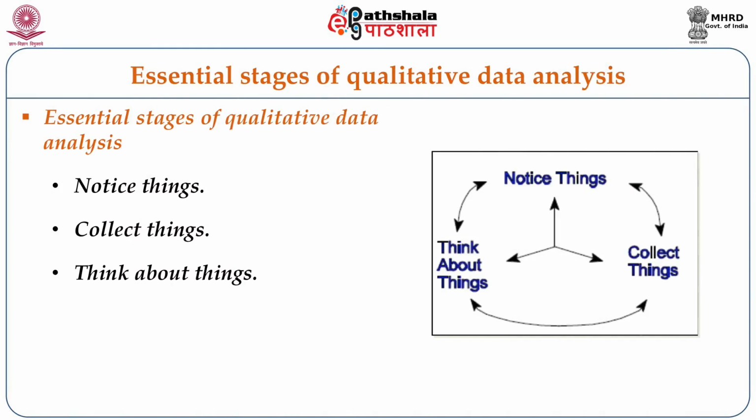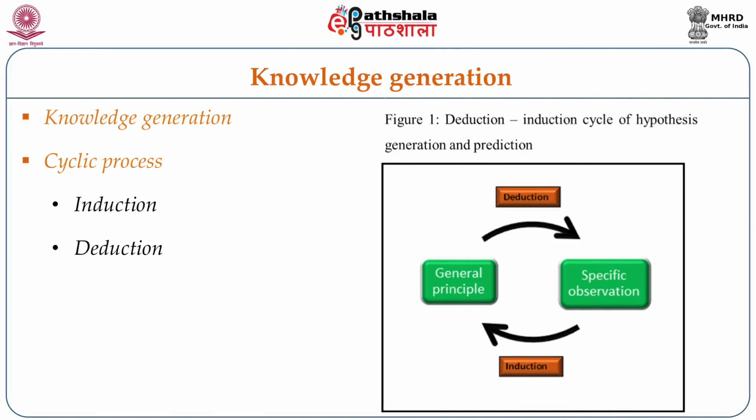There are essential stages of data analysis. First is, it's like a cycle. First is noticing things. You have to notice the things. Then you have to collect things. That means collect data. And you have to think about those things. Now, this noticing, collecting, and thinking about things are intertwined in a cyclical process, and they are mutually reinforcing. It also gives way to a sort of knowledge generation. This qualitative study also gives way to knowledge generation, which itself is a cyclical process, which is inductive and deductive. That means it's a process involving both induction as well as deduction.